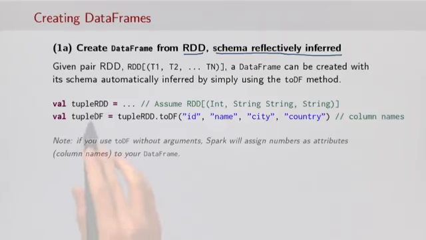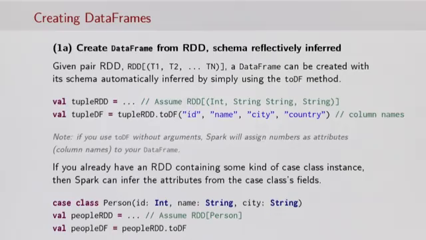So assuming that you have some kind of RDD, let's just say in this case it's a tuple RDD, to turn our tuple RDD into a data frame, all we have to do is call toDF on it. We can pass arguments to toDF, which represent the names of the columns. If we don't pass this list of column names to toDF when we call it, then Spark will assign numbers as attributes or column names to your data frame.